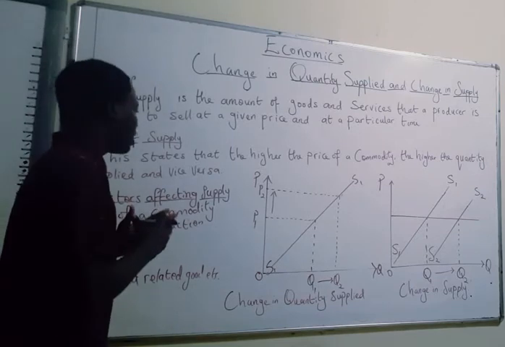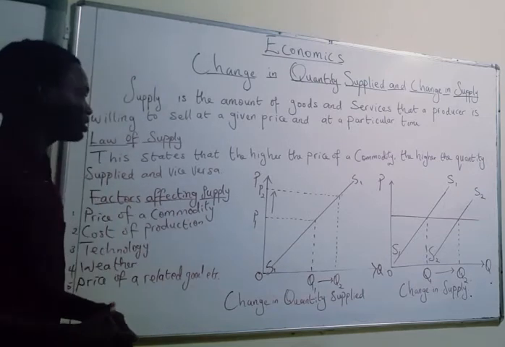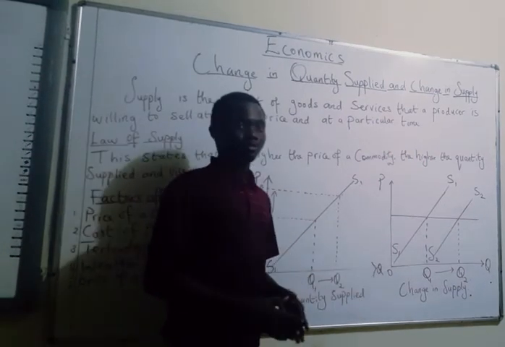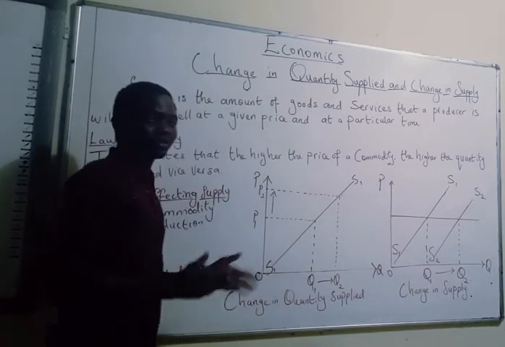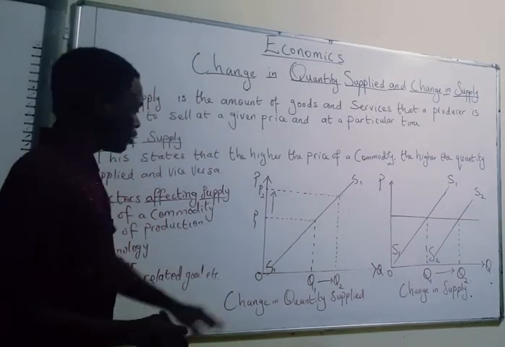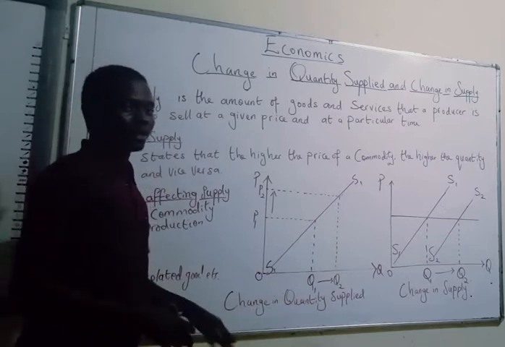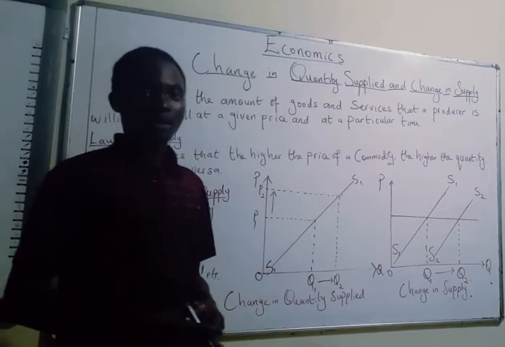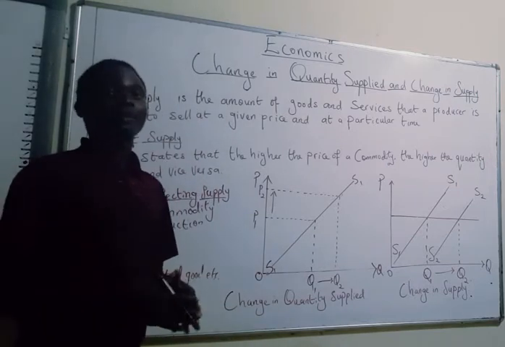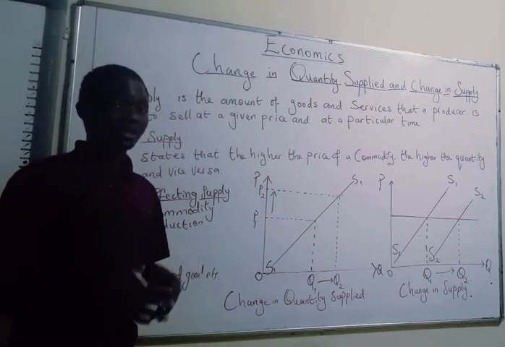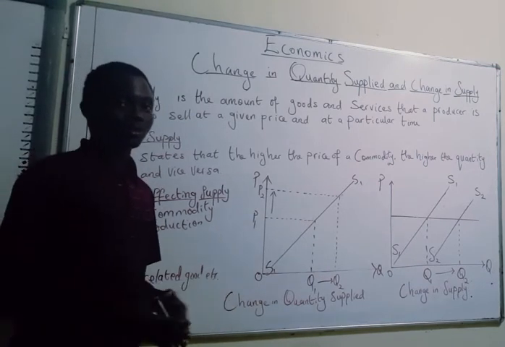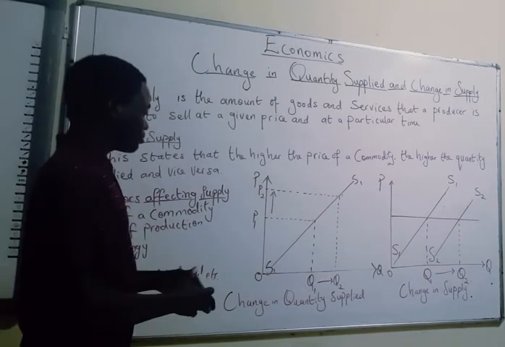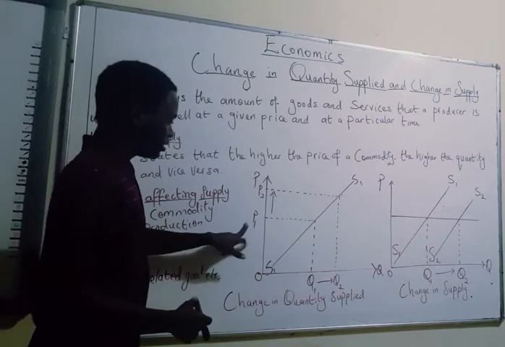Now let's talk about the main theme of this video. We want to differentiate between change in quantity supplied and change in supply, which gives students a little bit of stress. When we are talking about change in quantity supplied, we are just talking about a movement along the supply curve, and that is simply caused by the change in the price of the commodity in question. There is no other factor that causes a movement along the supply curve apart from the price of the commodity itself.